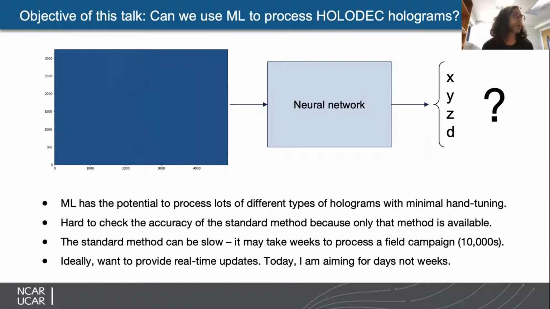So ideally, it would be great if we could use machine learning to perform real-time processing, which would be several holograms per second. That's quite an optimistic leap from weeks to seconds. So for today, I'm going to aim for days to process 10,000 holograms. But that is the ultimate goal with future extensions of our work here.